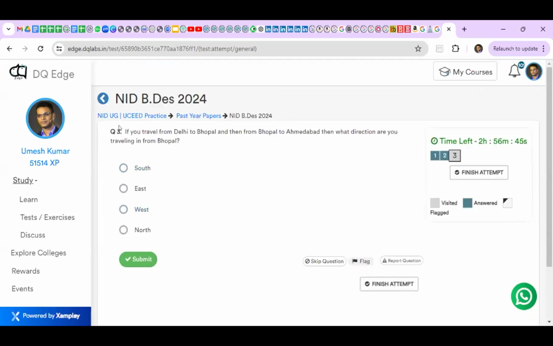This is the last question. If you travel from Delhi to Bhopal and then Bhopal to Ahmedabad, then what direction are you traveling in from Bhopal?